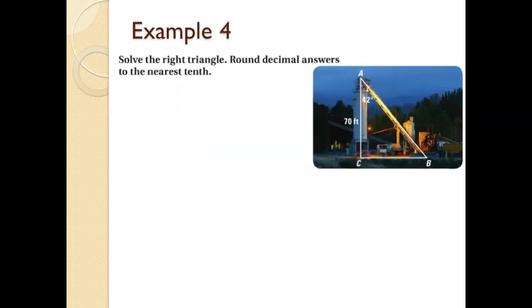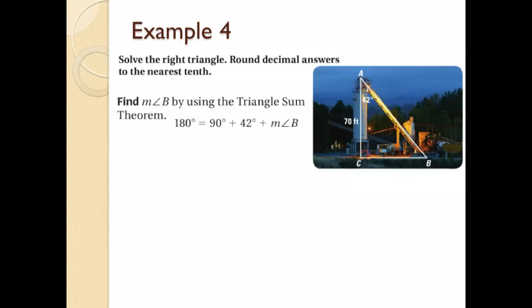Alright, here's our last example today. It says to solve the right triangle and to round decimal answers to the nearest tenth. So let's start by finding the measure of angle B. We'll again use the triangle sum theorem. We know we have a right triangle, so we have a 90-degree angle and a 42-degree angle here. Subtract those both from 180 and we get that the measure of angle B is equal to 48 degrees.